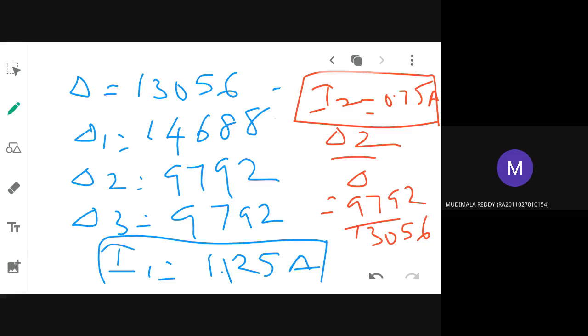I3 also, same answer, I think you will get. So values are set. Same answer. All got this answer: 1.125 and 0.75 ampere. Yes, ma'am. The remaining people, what about Samyukta?